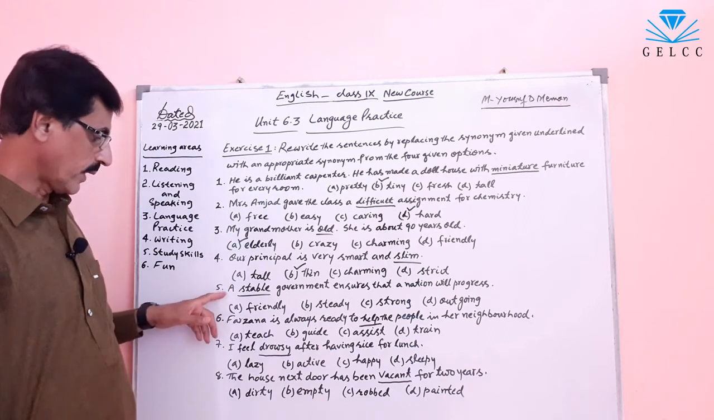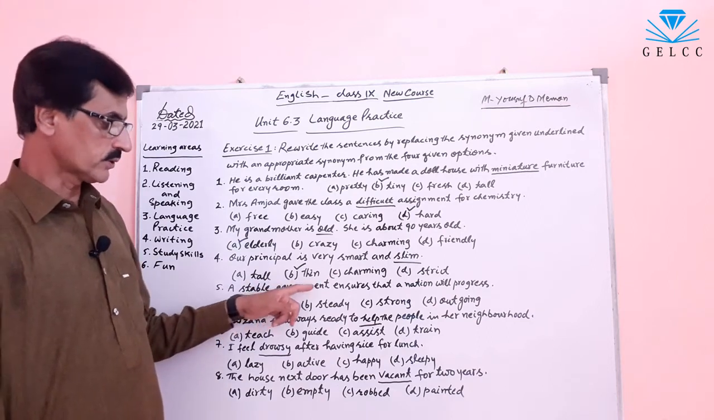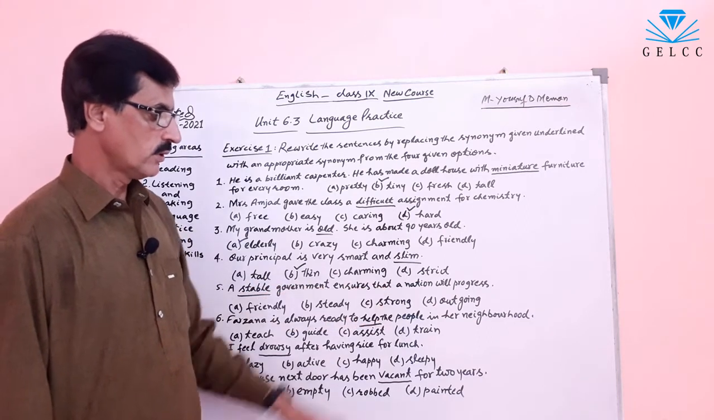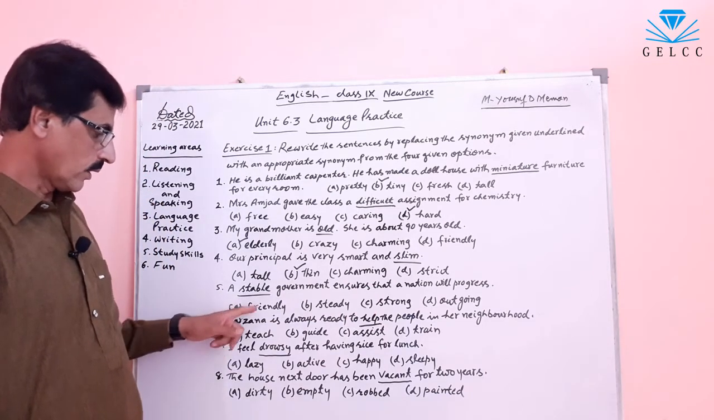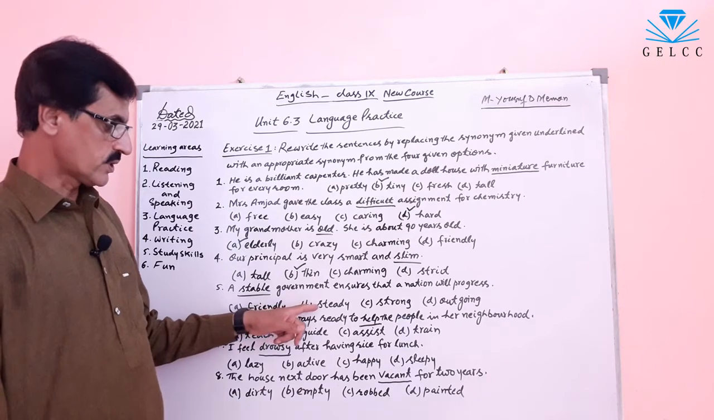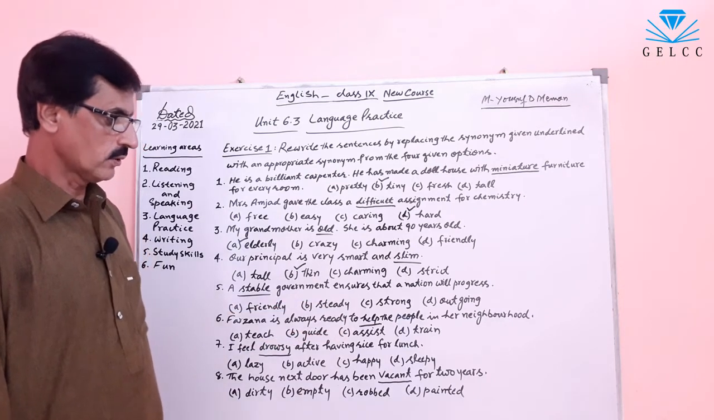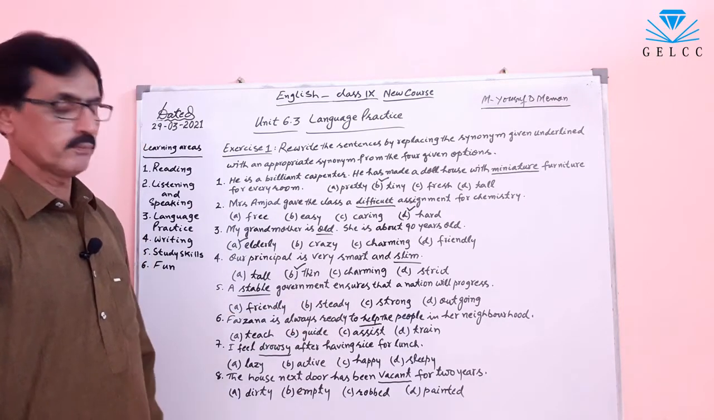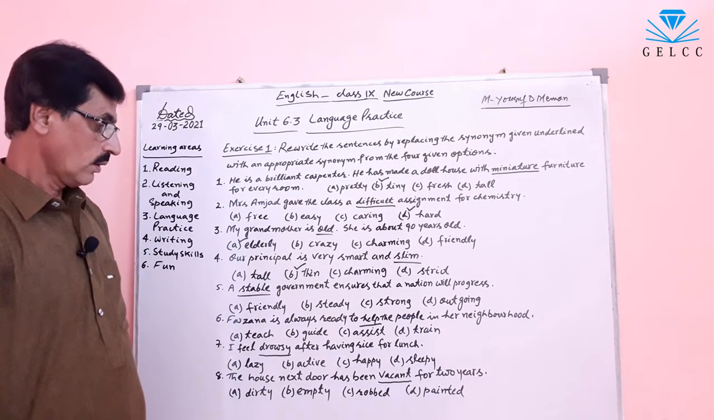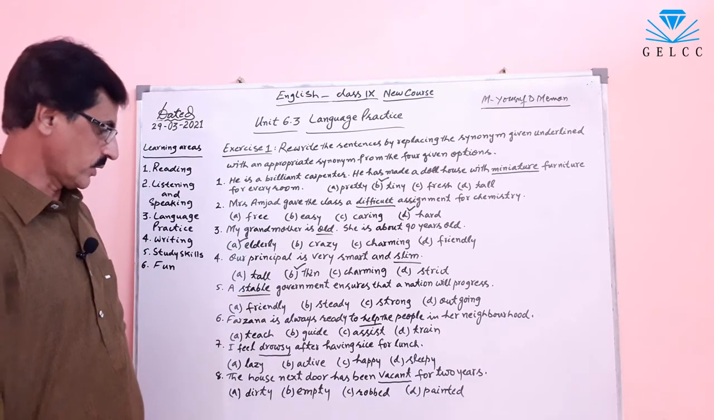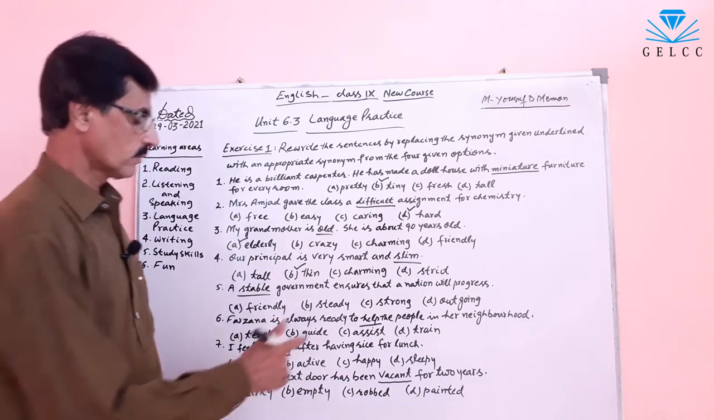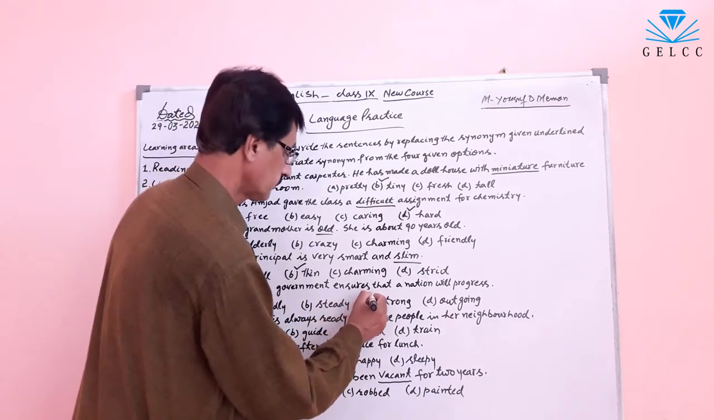Now, number 5. A stable government ensures that a nation will progress. Options are A. Friendly, B. Steady, C. Strong, D. Outgoing. The synonym of the word stable is strong, the strong government.